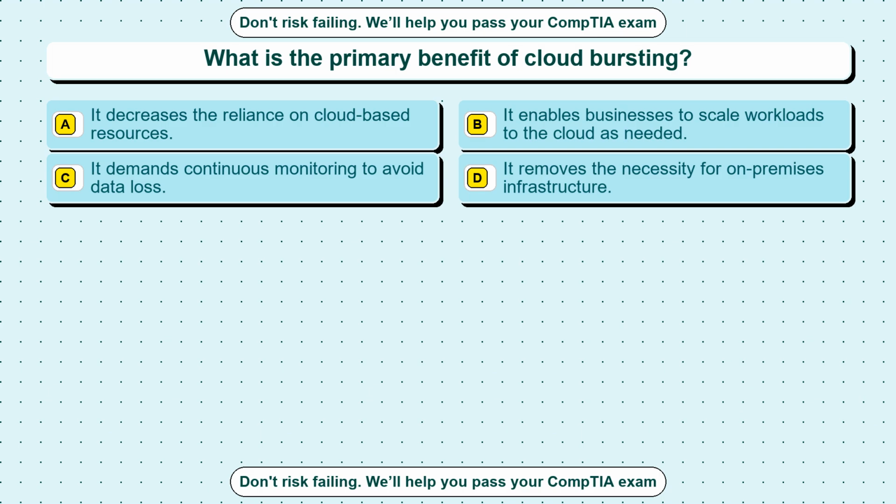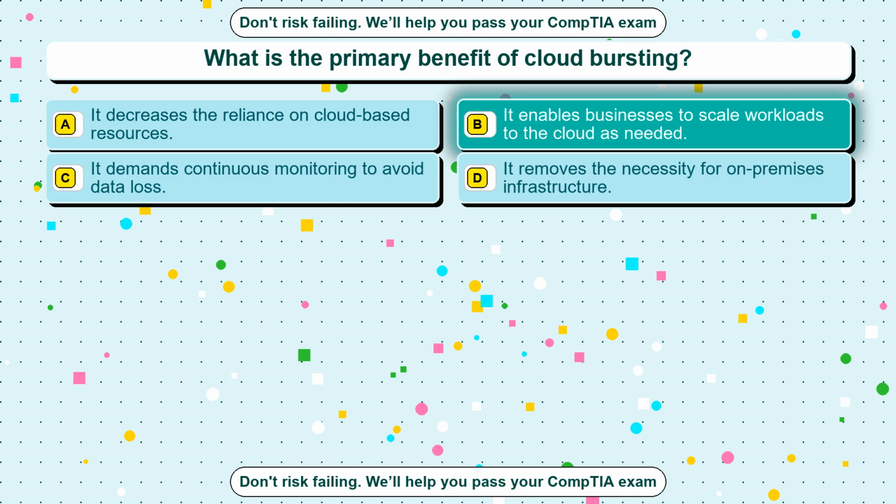Question 12. What is the primary benefit of cloud bursting? Option A, it decreases the reliance on cloud-based resources. Option B, it enables businesses to scale workloads to the cloud as needed. Option C, it demands continuous monitoring to avoid data loss. Option D, it removes the necessity for on-premises infrastructure. The correct answer is option B.